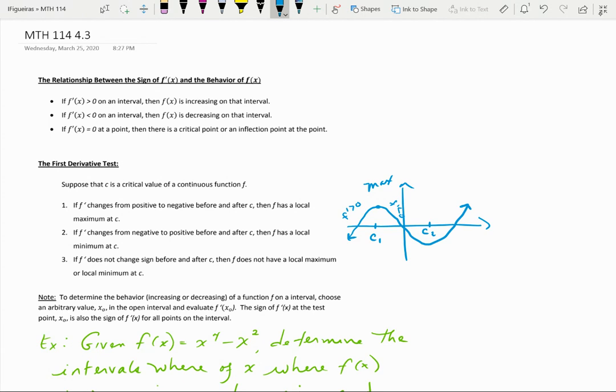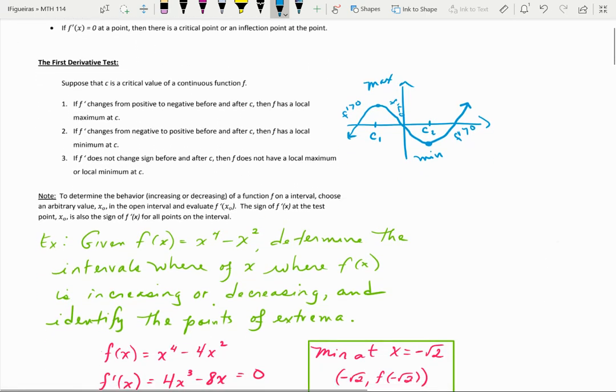Similarly, before c sub 2, the slope is negative, but after c sub 2, the slope is positive. And so when the slope changes sign from negative to positive, you have a minimum. So that's basically what the first derivative test is telling you: if you check the signs of your derivative and there's a change in sign before or after the critical point, it could be either a max or a min.